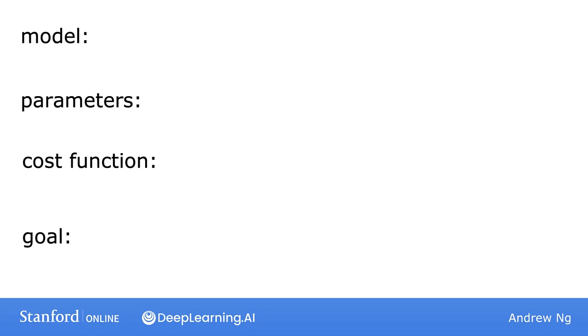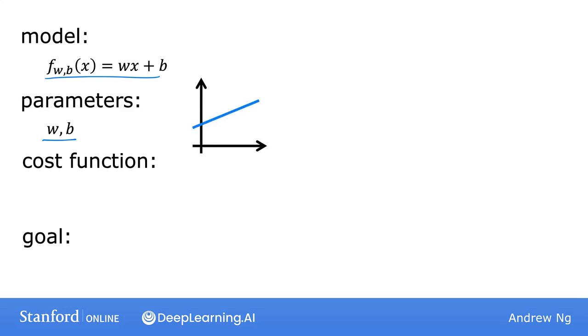You want to fit a straight line to the training data, so you have this model f_w,b of x is w times x plus b. And here, the model's parameters are w and b. Now, depending on the values chosen for these parameters, you get different straight lines, like this. And you want to find values for w and b so that the straight line fits the training data well.